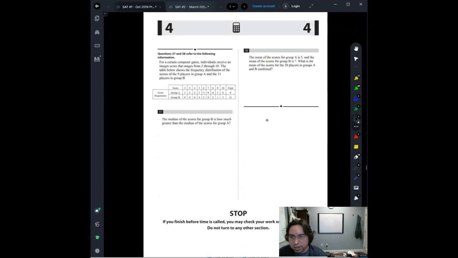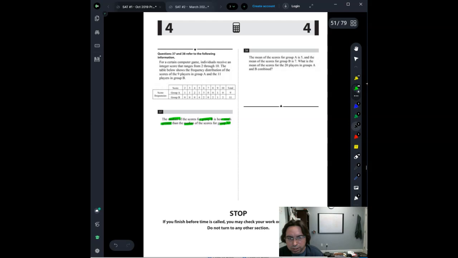Okay, let's look at number 37. Thankfully, some problems like 36 you won't have to pay much attention to because they're very, very rare on the SAT. So 37 says, what is the median of the scores for group B, how much greater than the median of scores of group A?